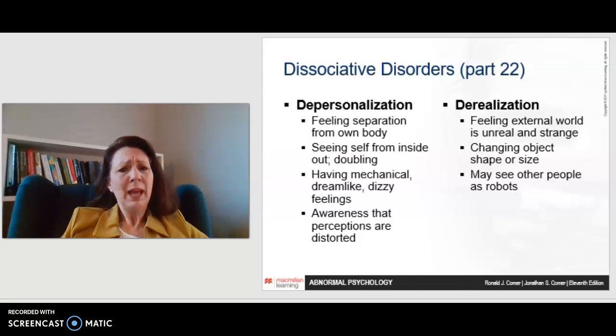And then with derealization, there's a feeling that the external world is unreal and strange. There's changing object shape or size, and you may see other people as robots. So depersonalization and derealization are very stressful as well.